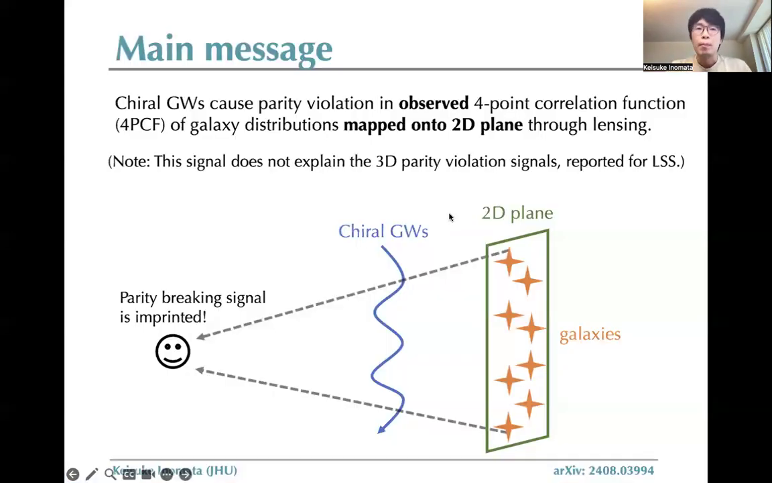Okay, first, let me mention the main message of this talk. Chiral gravitational waves cause parity violation in the observed four-point correlation function of galaxy distributions mapped onto a 2D plane through lensing. So this is the main message of this talk. And please note that this signal does not explain the three-dimensional parity-violating signals which are reported for large-scale structures.